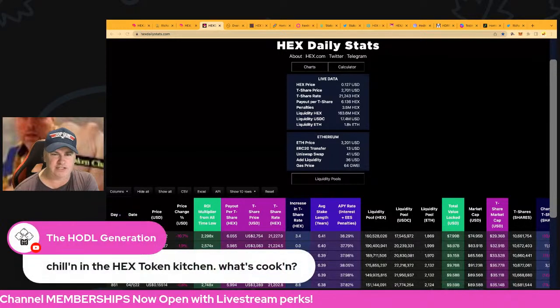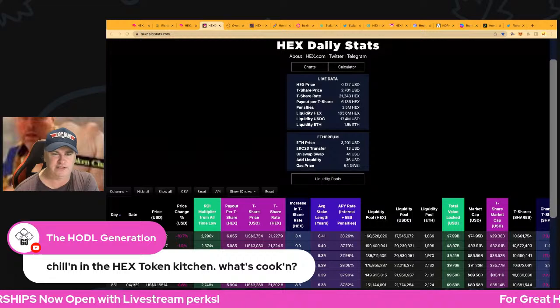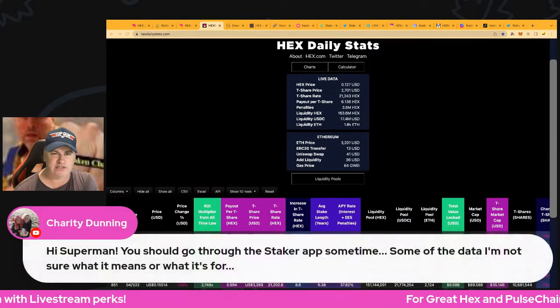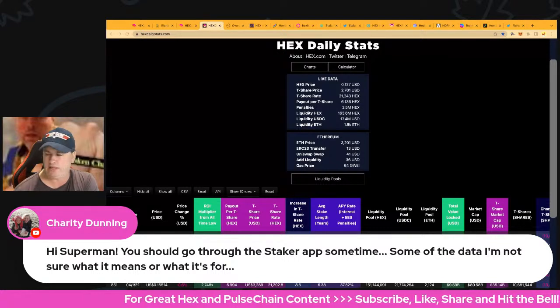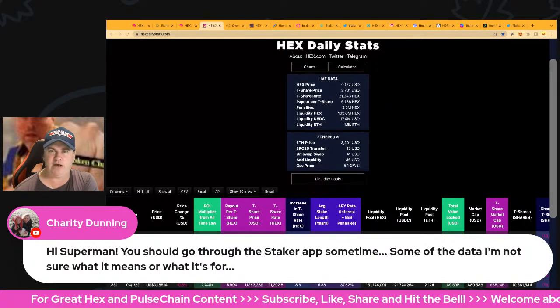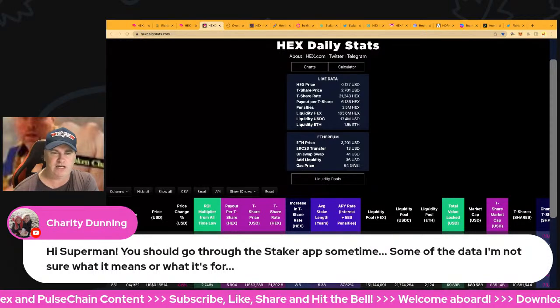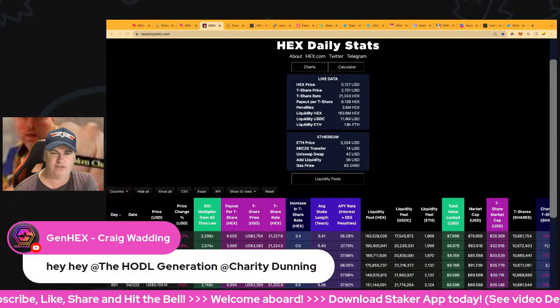Chilling in the Hex Token kitchen. What's it cooking? Says the older generation. Nice. Charity's in the house as well. Hi, Superman. You should go through the staker app sometime. Some of the data, I'm not sure what it means or what it's for. Yeah, well, I was actually going to do that, but I'm going to be covering staker apps shortly. I just haven't got the app up, but I will definitely do that, Charity, for sure.